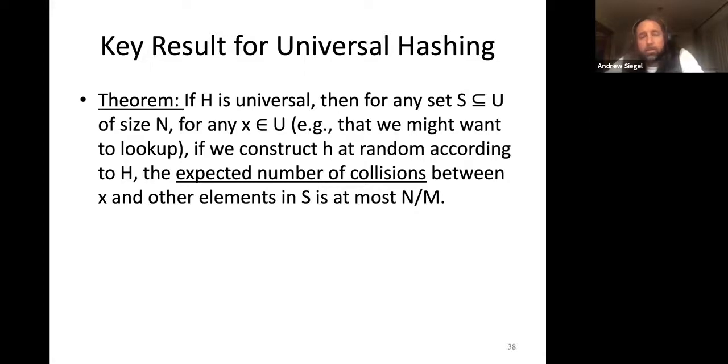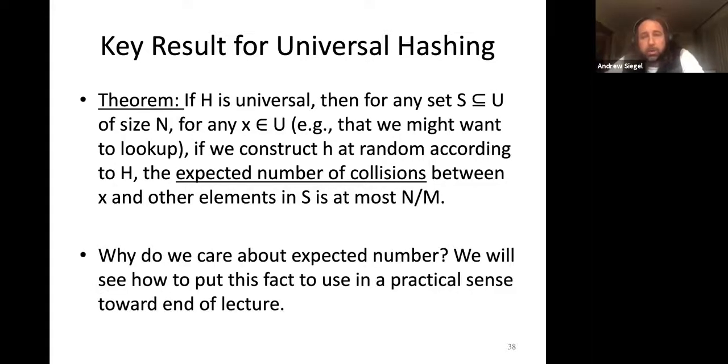all the other elements of S is at most n over m, which gets us exactly where we want to be for our situation of ideal uniform hashing, right? So that's just a consequence of the less than or equal to 1 over m property for pairs. Okay, and we have to ask the question, why do we care about the expected number? That's a very good question.